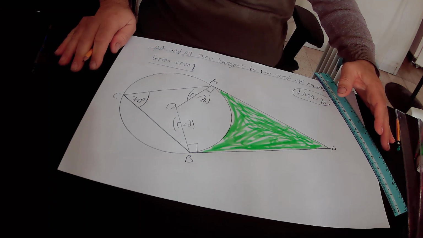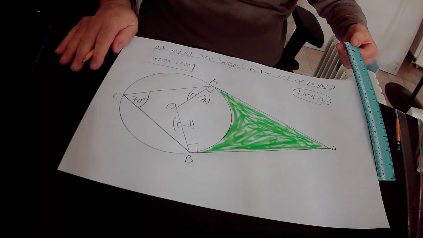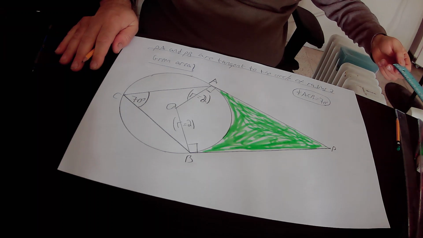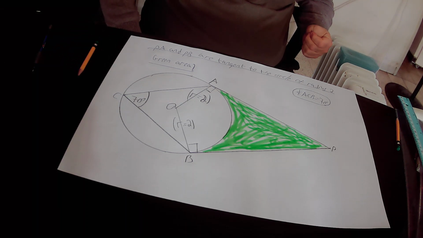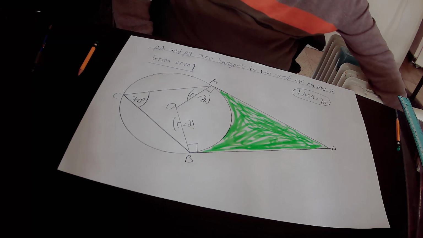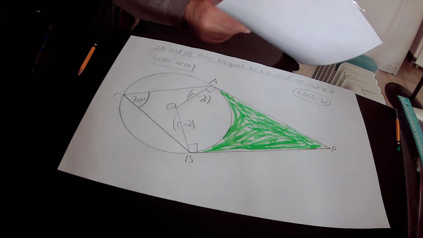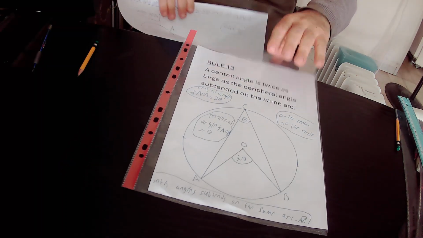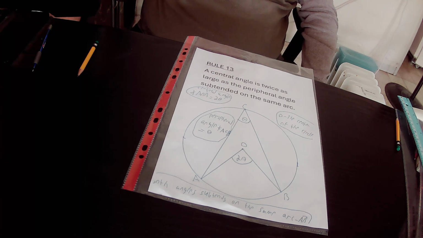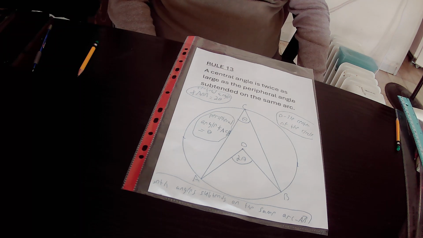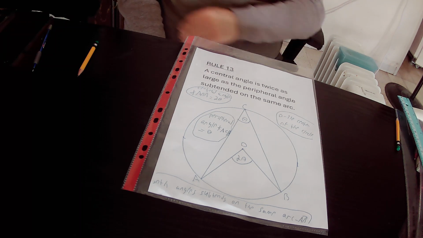In the next step, I will present to you a new rule and we will implement the new rule in our drawing. According to the new rule, rule 13, the central angle is twice as large as the peripheral angle subtended on the same arc. Okay, again, rule 13: the central angle is twice as large as the peripheral angle subtended on the same arc.